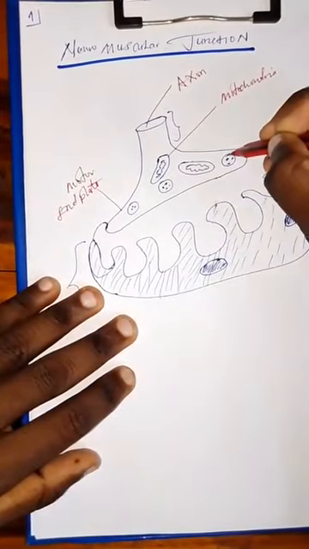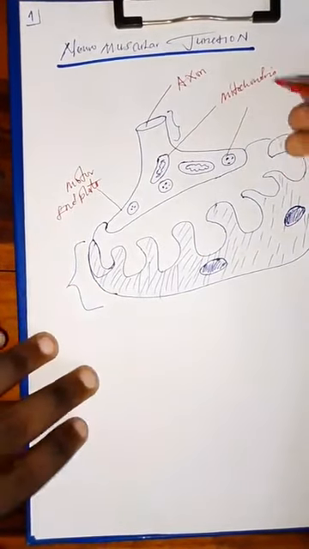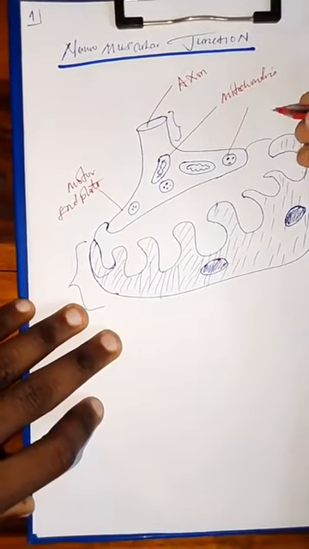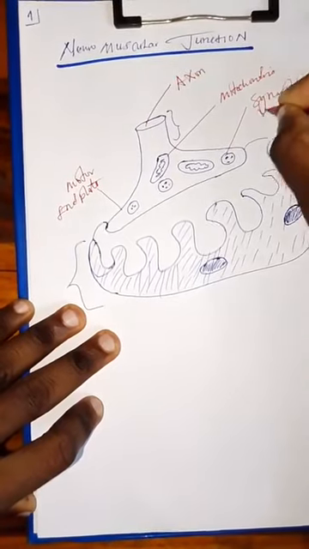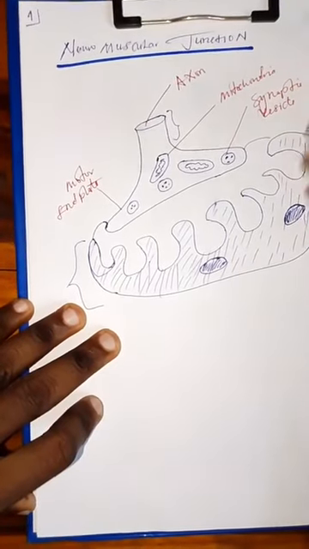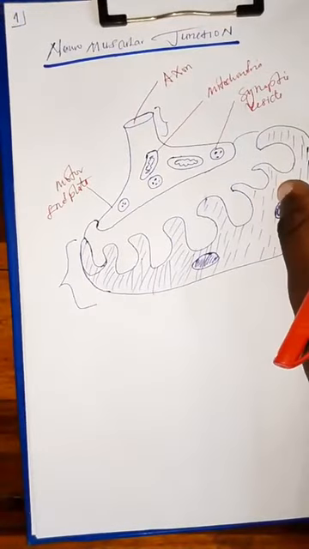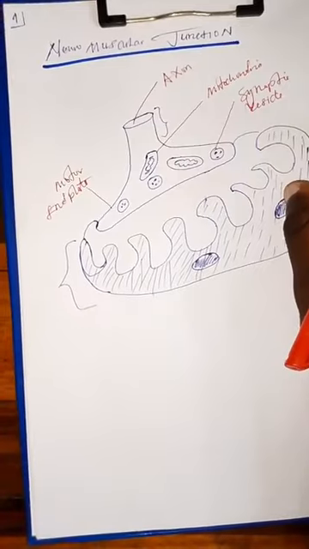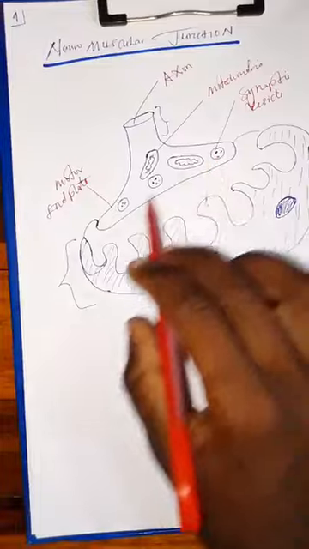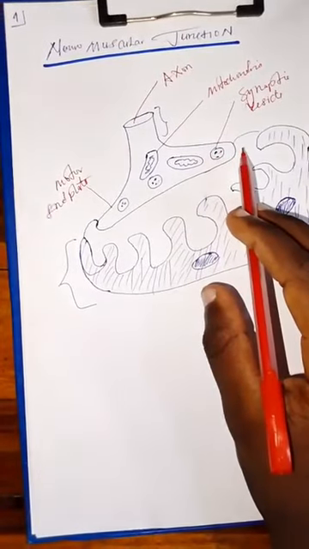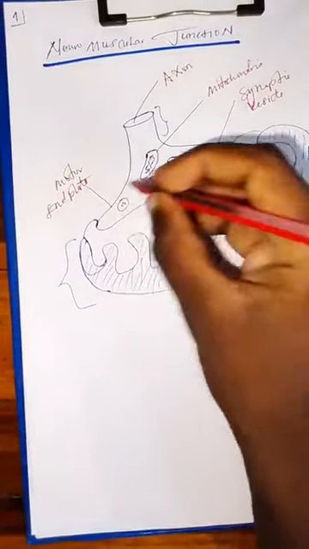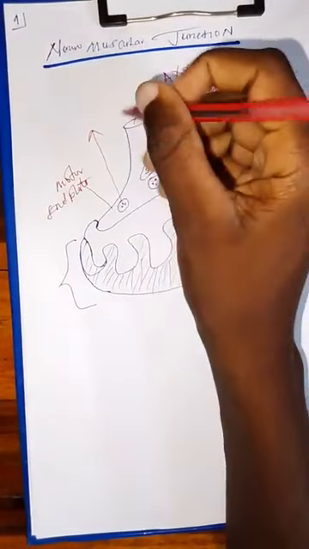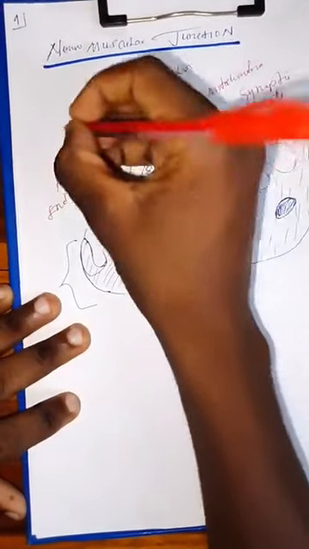And this vesicle we are seeing here with dots inside is what we are calling the synaptic vesicle. Now, this synaptic vesicle contains the neurotransmitter substance. These dots we are seeing inside are not just dots. These are neurotransmitters. This neurotransmitter is what we are calling acetylcholine.